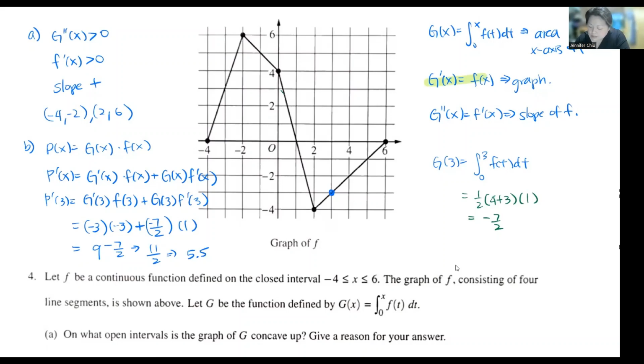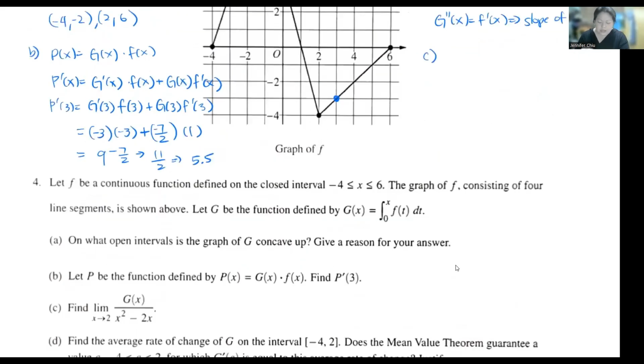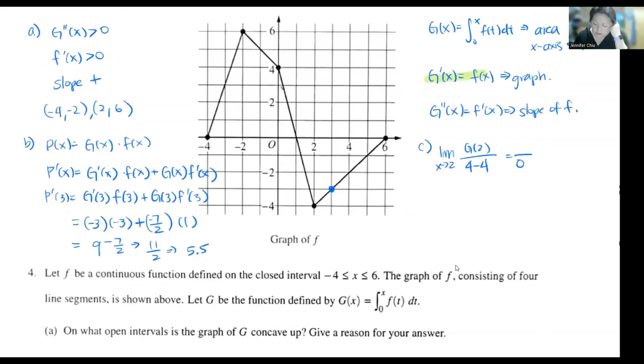All right, I'm going to erase this because this was my work for part B and see if I can squeeze part C in here. Find the limit as x approaches 2 of g of x over x squared minus 2x. First thing with limits, I always try to plug it in and see if I get an answer. So g of 2 over 2 squared is 4 minus 4. Okay, I'm getting 0 on the bottom. What is g of 2?